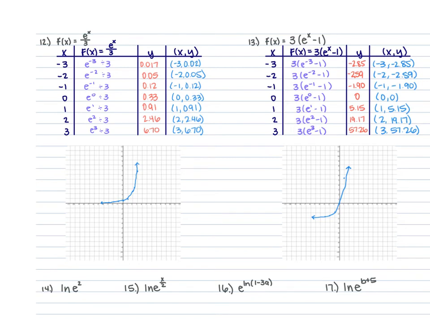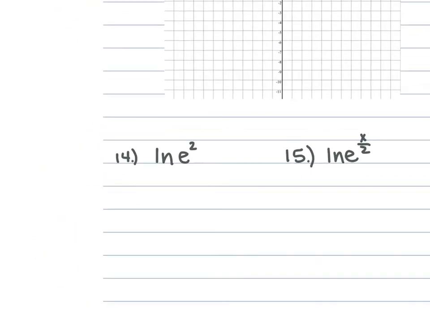For 14 through 17, we're working with ln and e, which are inverses of each other, so they cancel each other out. So for 14, we have ln times e to the second power. So the ln and the e cancel each other out, so the only thing you have left is the 2. And that is your answer.